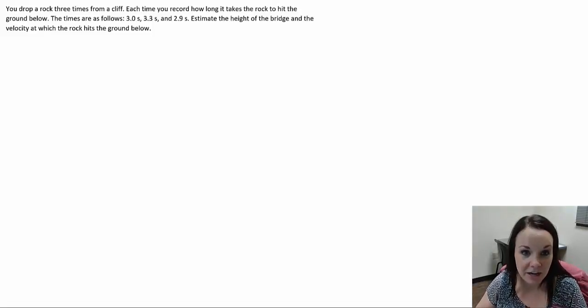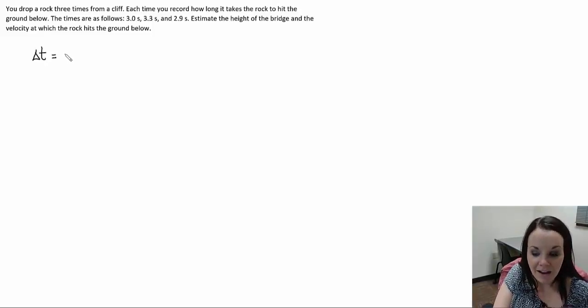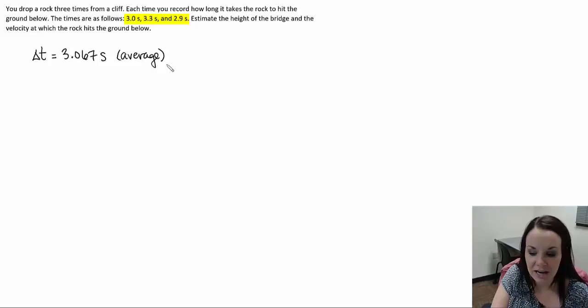It gives us 3 different times every time we drop that rock. So I'm going to start by listing everything I know. And I'm going to use delta t, that symbol, that triangle, stands for delta, it's the change in time. And my average time, once I figure that out, is 3.067 seconds. Now that's the average time for all 3 trials. And since I'm estimating the height of the bridge, I want to use just one time, the average time.